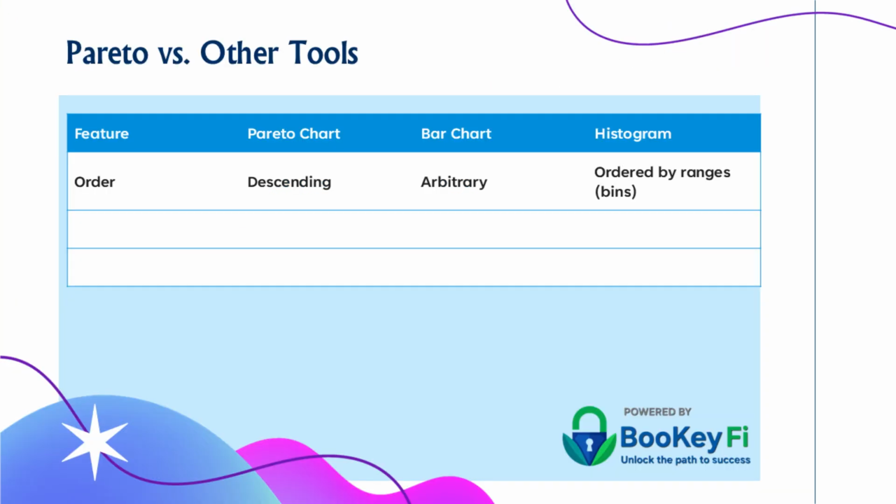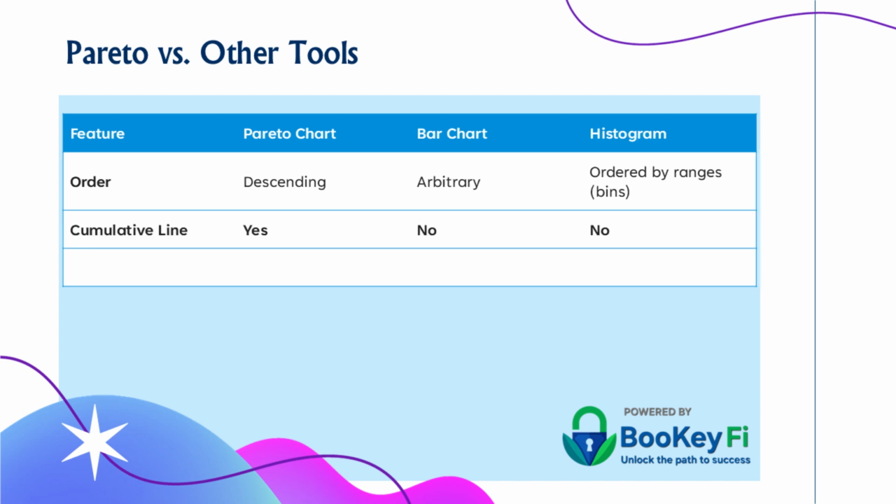It is easy to confuse the Pareto chart with other common graphs, so let's look at how they differ across 3 key features. First is the order. In a Pareto chart, bars must always be in descending order to highlight importance. In a standard bar chart, the order is arbitrary or alphabetical. A histogram, however, is ordered by ranges or bins, such as age groups or time intervals.